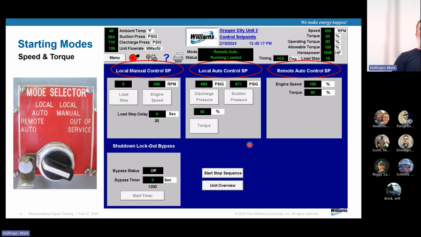So this is what a typical Northwest pipeline HMI looks like. I don't know what Mountain West looks like. It might be something similar, maybe slightly different philosophies, but generally we start in remote auto because everything is automated. In remote auto, right here, you notice that you've got engine speed of 100% and torque of 90%. Where do those numbers come from? Who knows?